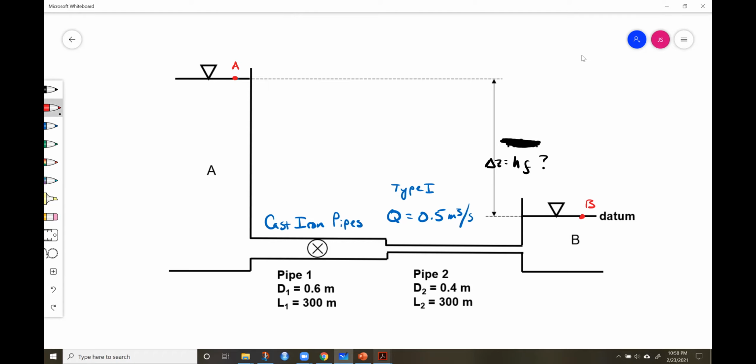But first, let's just talk about what the different energy losses we'll have in this system. So we'll have an entrance loss. So we'll have a K-ents, we'll have a K valve. There's a valve right here. Then we'll have a sudden constriction. So as the flow reduces, and then we'll finally have a K exit. So these are our minor losses. We'll have 4 of them. And then we'll also have the major losses in the 2 pipes from friction.